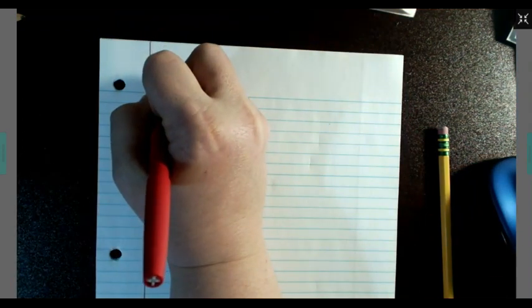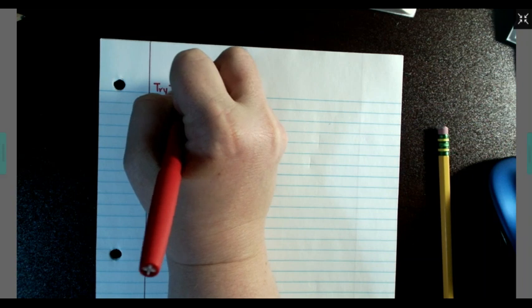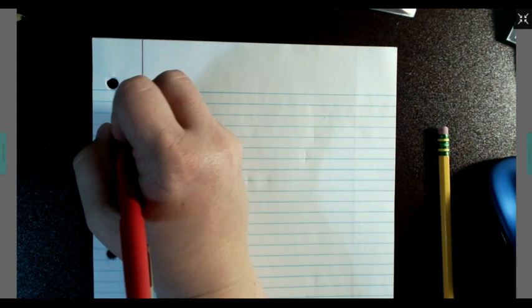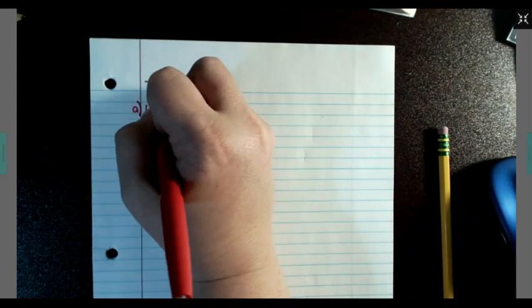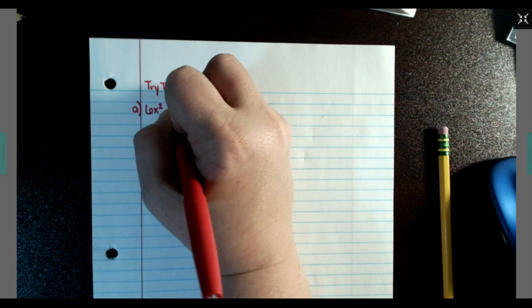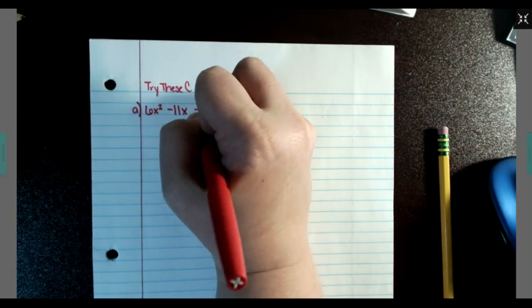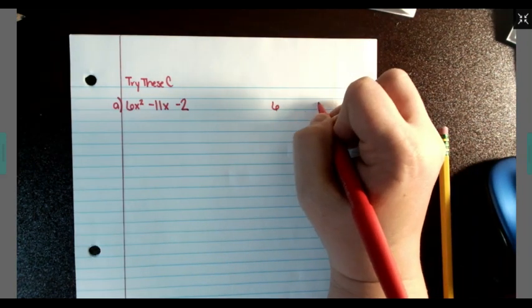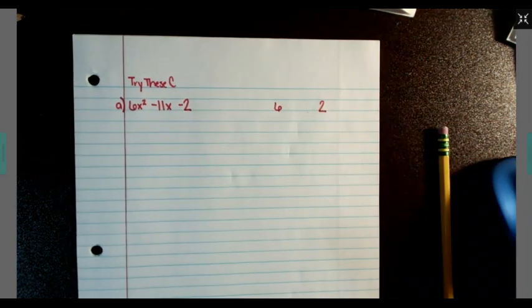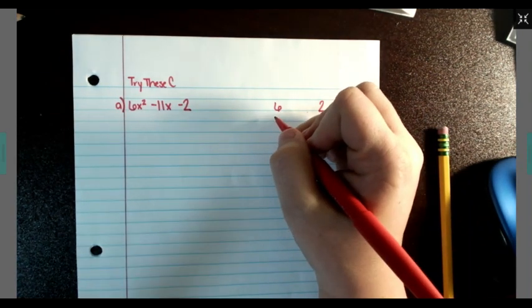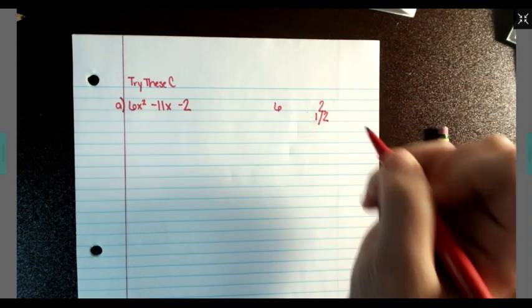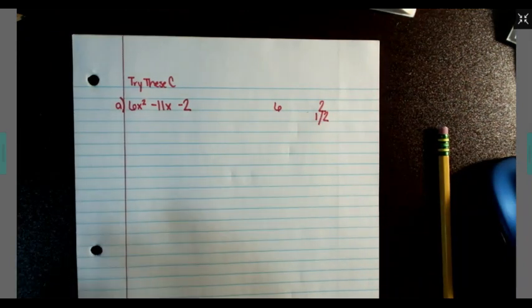So we're going to dive into the try these C. We're going to start with letter A. Letter A says 6x squared minus 11x minus 2. Okay, so again we have 6 and 2. Now we're in luck. Even though A is not prime, C is prime at least. So this can only be 1 and 2 in those combinations here.